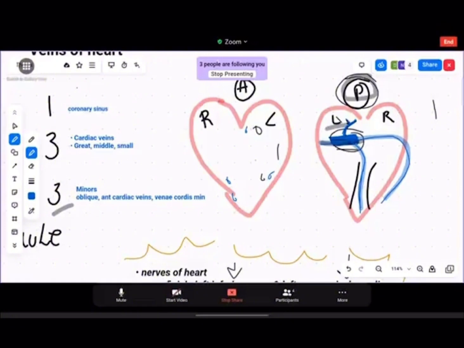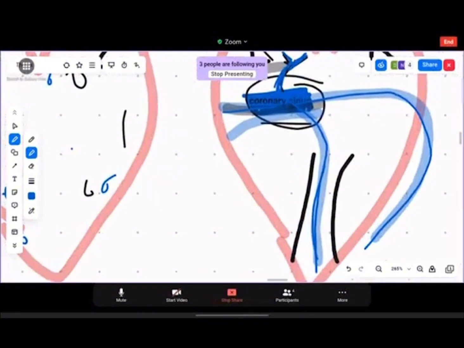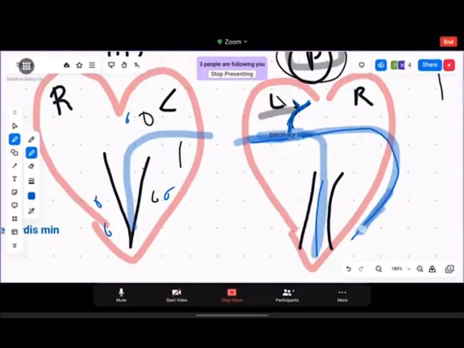Of the coronary sinus, you can see that this is the anterior side, this is the posterior side. The coronary sinus is located in the posterior side of the heart in the left coronary sulcus. So I hope you can see it right here. This is the coronary sinus. And finally, we have the small cardiac vein on the right border of the heart, which finally ends up in the coronary sinus, which is obviously the main channel of the heart.